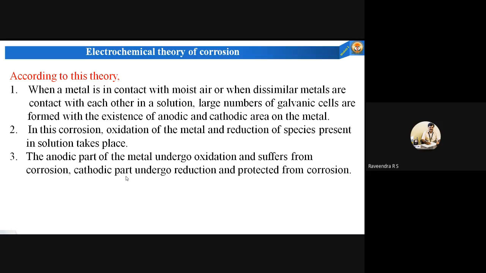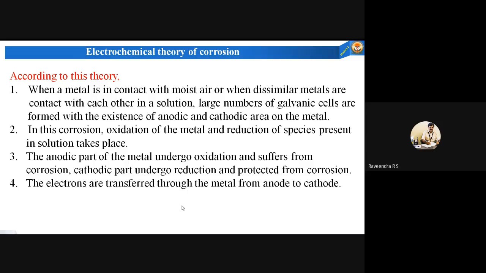Now, in the third point, what part of the metal undergoes anodic reaction, and which part of the metal acts as the cathodic part? The answer is here in the third point. The anodic part of the metal undergoes oxidation. That means that part of the metal undergoes oxidation and suffers from corrosion. Only the anodic part of the metal suffers from corrosion. Remember, not the cathodic part. The cathodic part undergoes reduction and is protected from corrosion, whereas the anodic part suffers from corrosion due to oxidation.